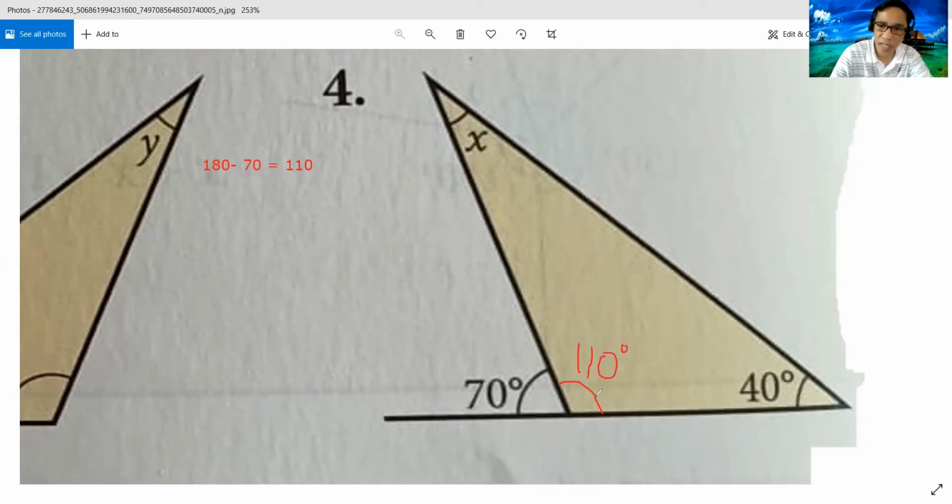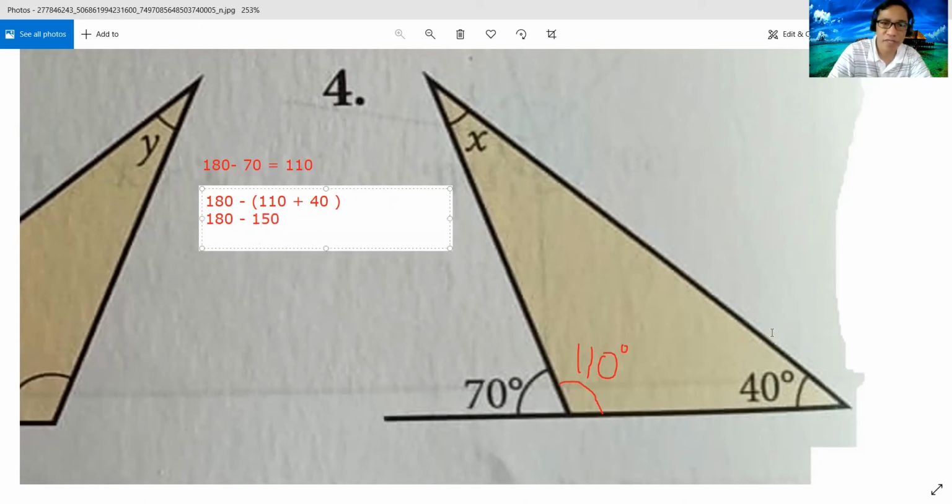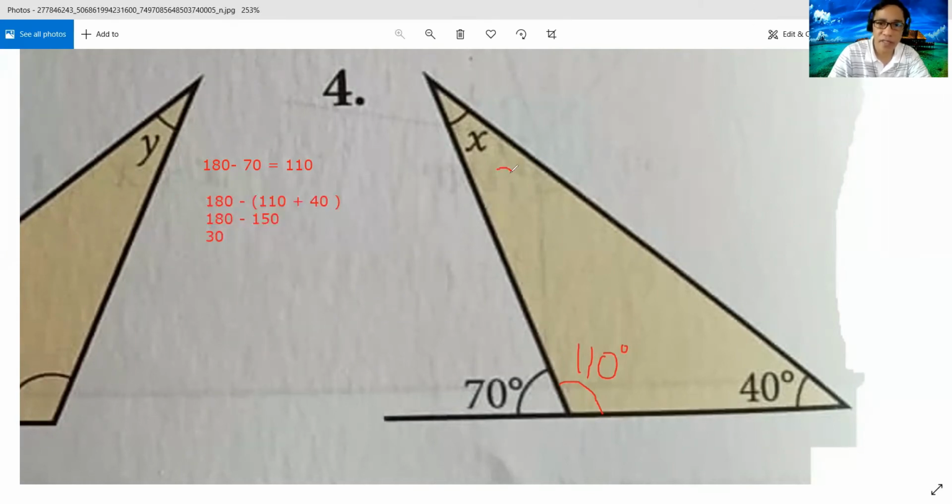Since you got this angle, you can find angle x now. So 180 minus the sum of these two angles, 110 plus 40. The sum of 110 and 40 is 150 degrees. So 180 minus 150 is 30. Therefore, angle x is 30 degrees.